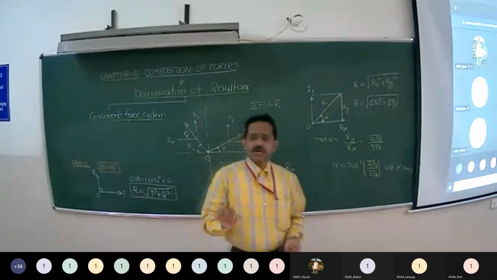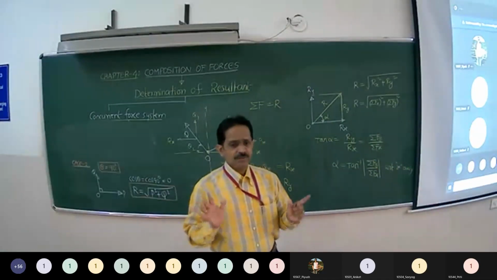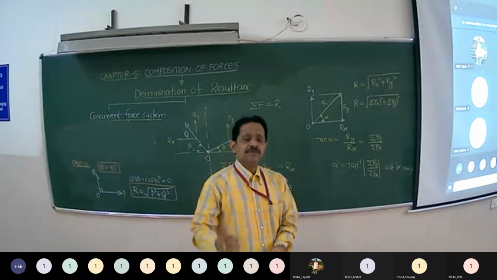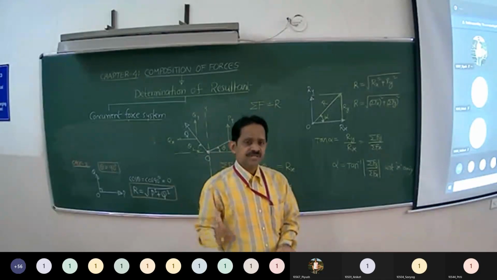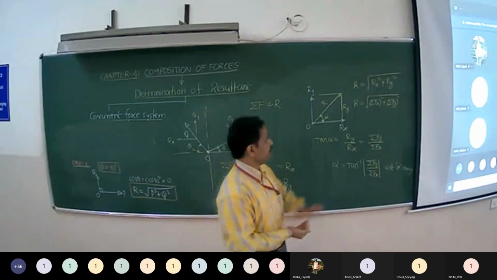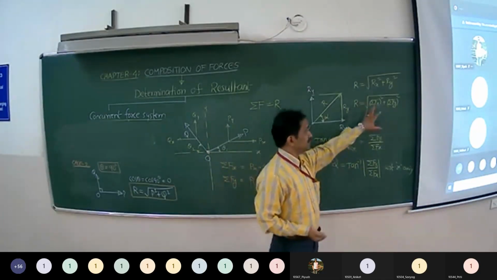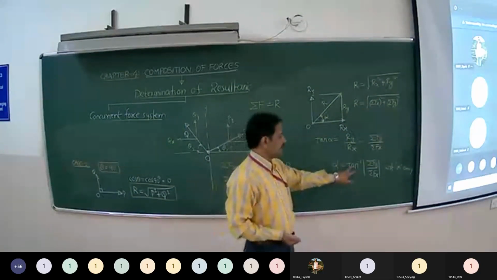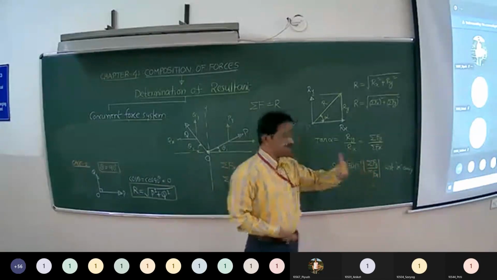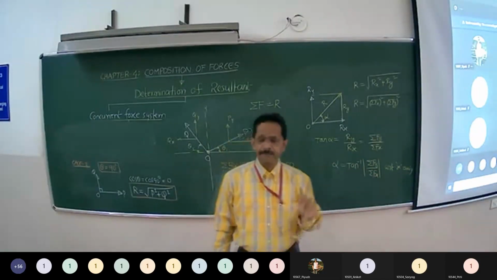So first step is you have to resolve each force into xy components. Second step, you take algebraic sum of x components and algebraic sum of y components. Third step, magnitude of resultant you can find out by square root of summation Fx square plus summation Fy square. Direction of resultant you can find out by tan inverse summation Fy upon summation Fx with respect to x-axis.